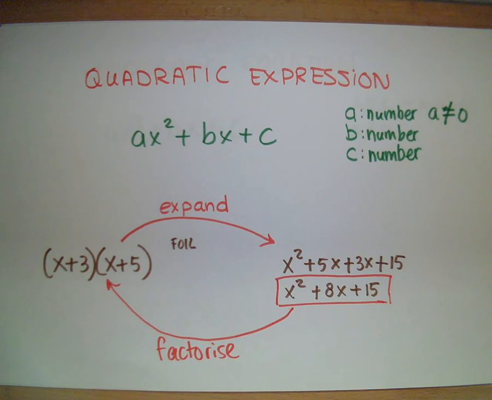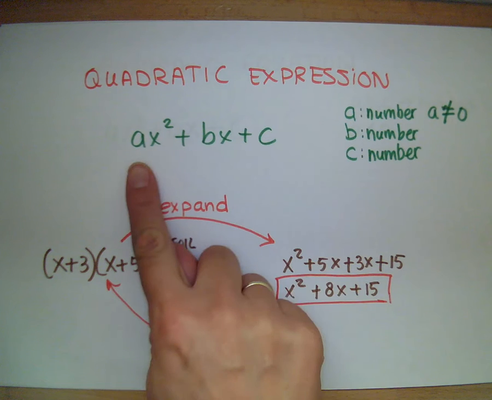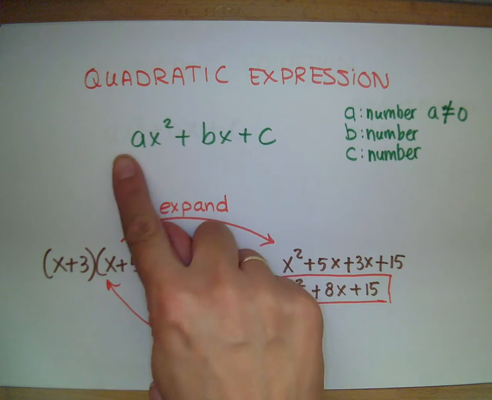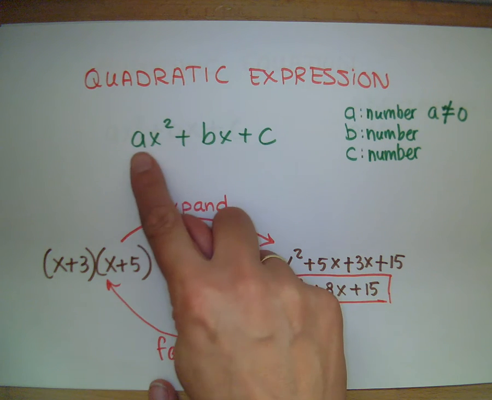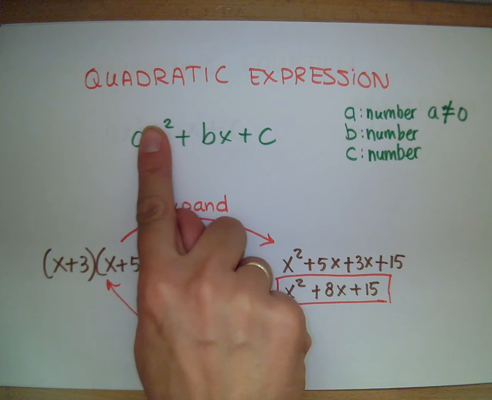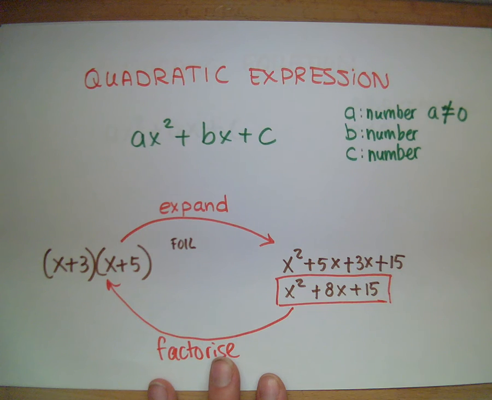quadratic expressions. A quadratic expression has this form. A, B, and C are numbers. A cannot be 0 because then the x squared would be gone. It would no longer be quadratic, right?